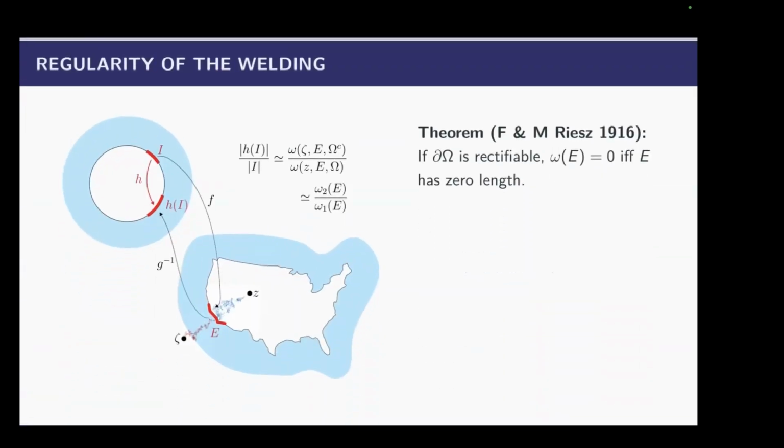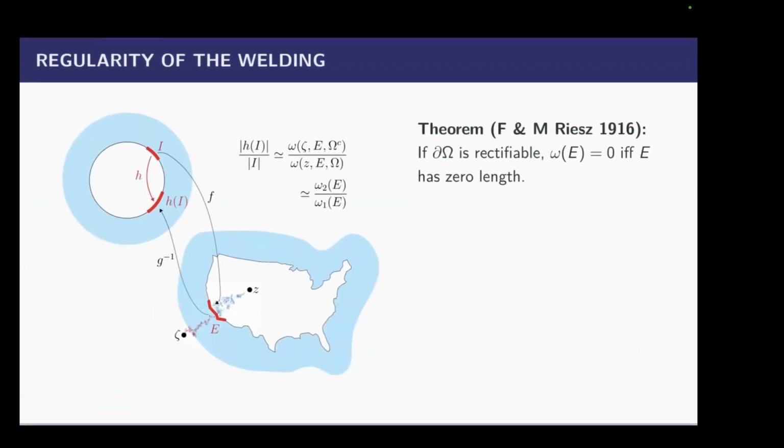The first theorem that many of you will know is this theorem from more than 100 years ago that the Riesz brothers proved, which says that if your Jordan domain omega is, if the Jordan curve is rectifiable, then the harmonic measure of a set is zero if and only if it has zero length.